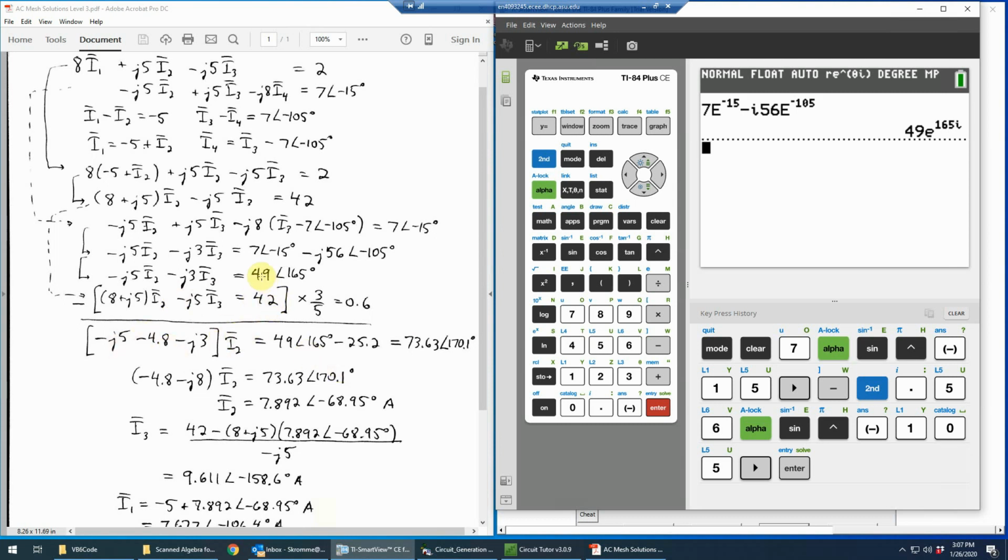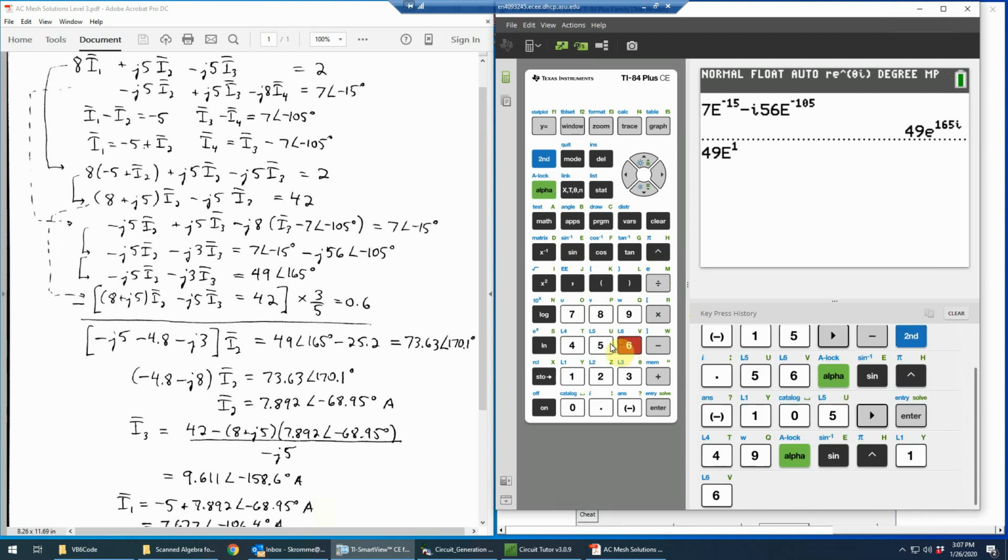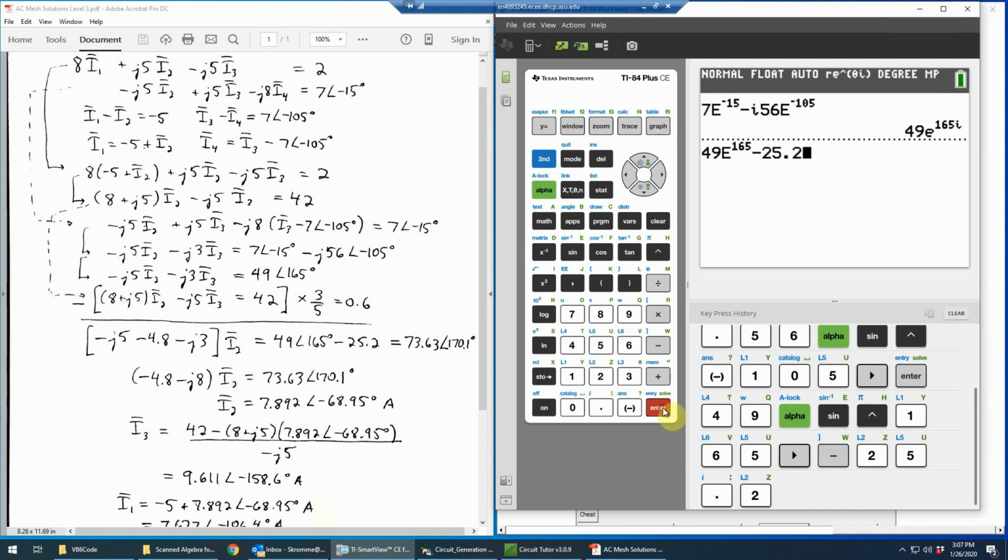And then the constant, I have the 49 angle 165 minus the 42 times 0.6, and that you can quickly work out in the calculator, is just 25.2. And then again, we could just enter that number in the calculator, which I think I'll skip for right now. Well, maybe I'll just do it quickly. So that's 49, and again, I'll use that E key to the 165, and then minus 25.2 is a real number. And that will give me this answer, which is to 4 significant digits.